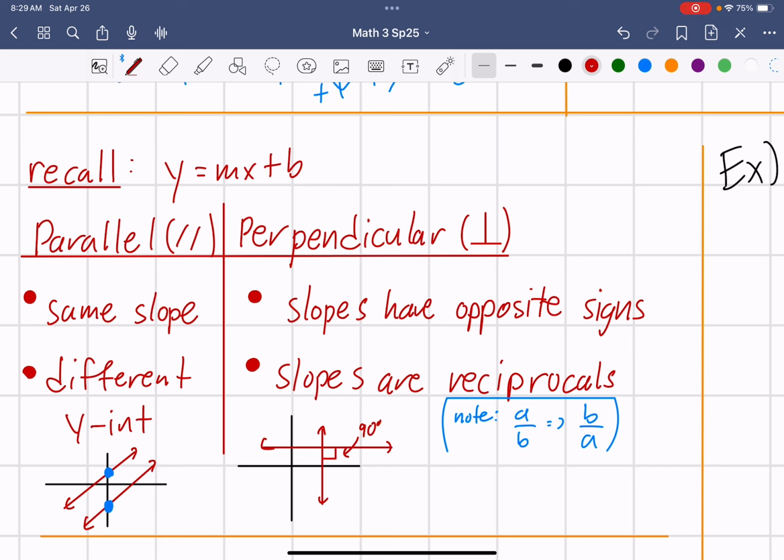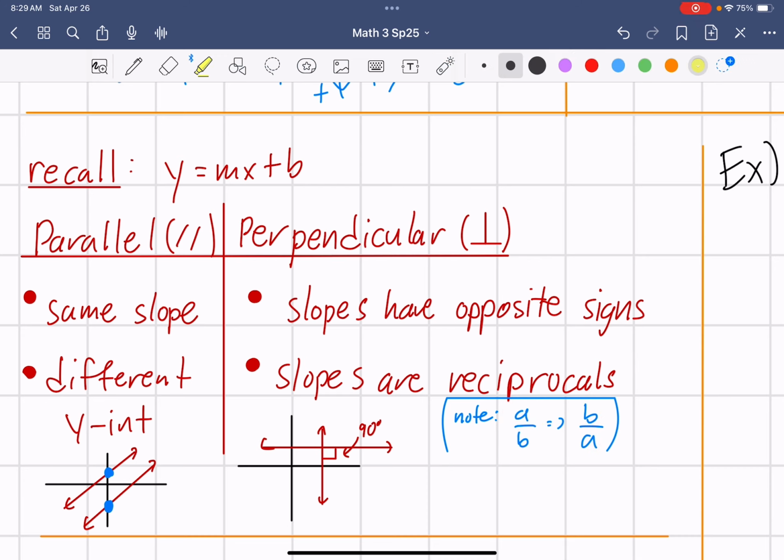Now we can see it visually, but once again, how does that happen on an equation, right? On y equals mx plus b. Well, the slopes have to have opposite sign, so that's one thing. So different than parallel, right? Same slope. And the second thing is the slopes have to be reciprocal of each other. That means if one slope is a over b, the other one's b over a.